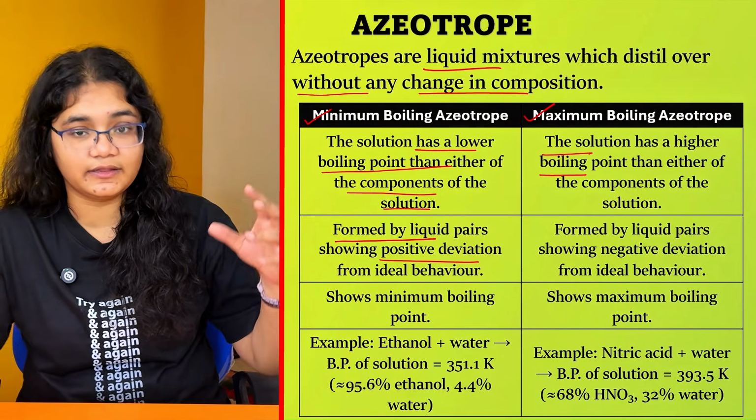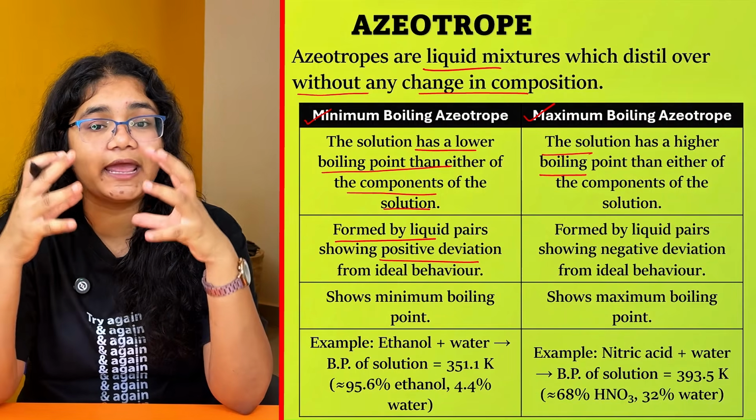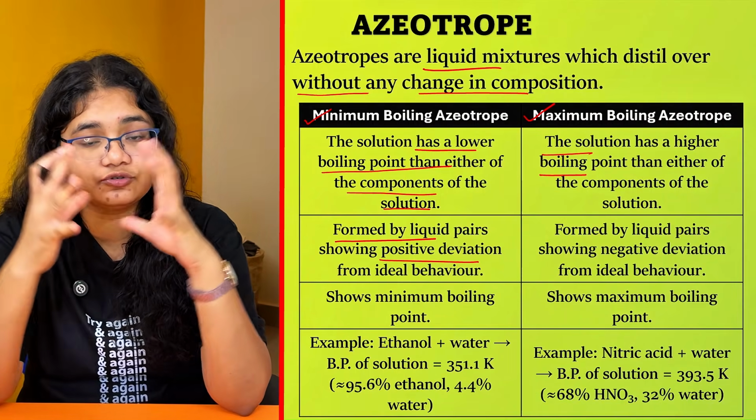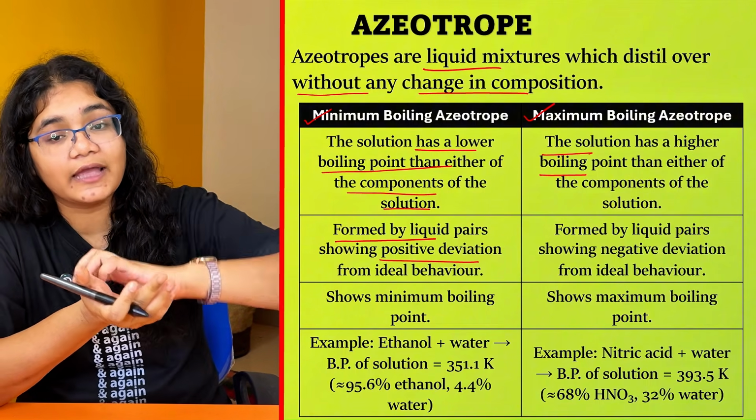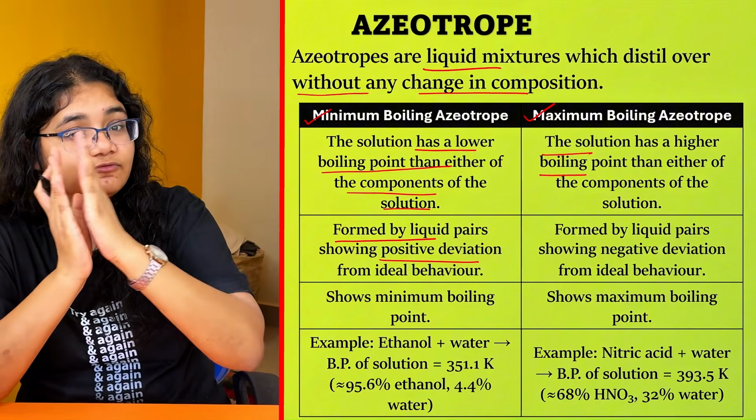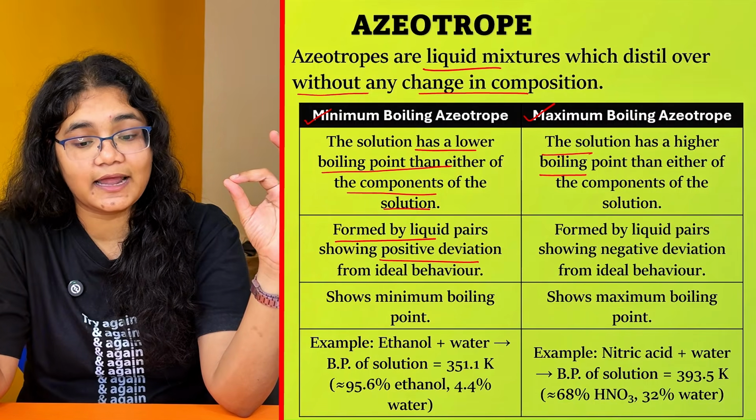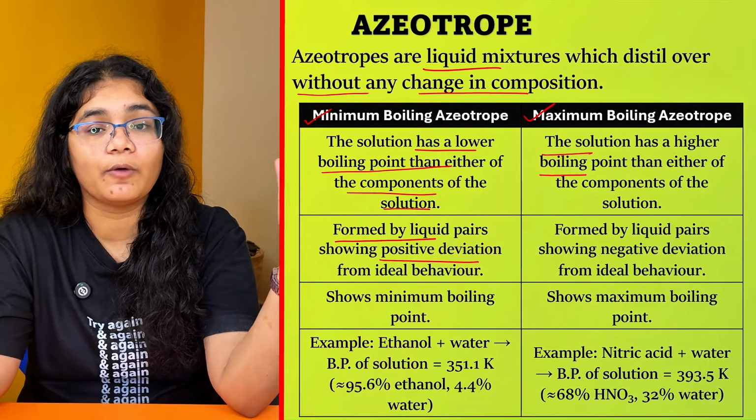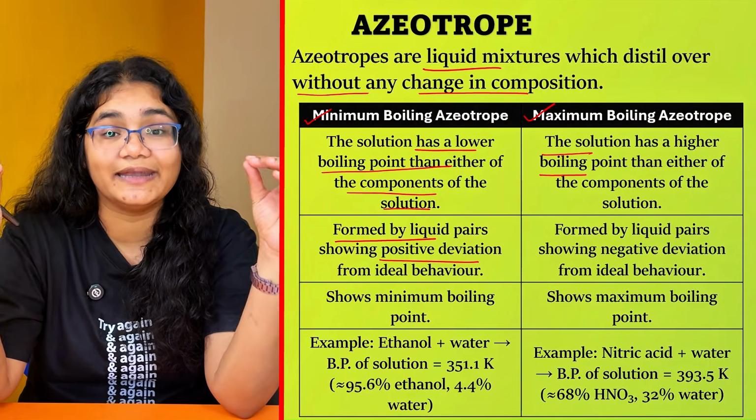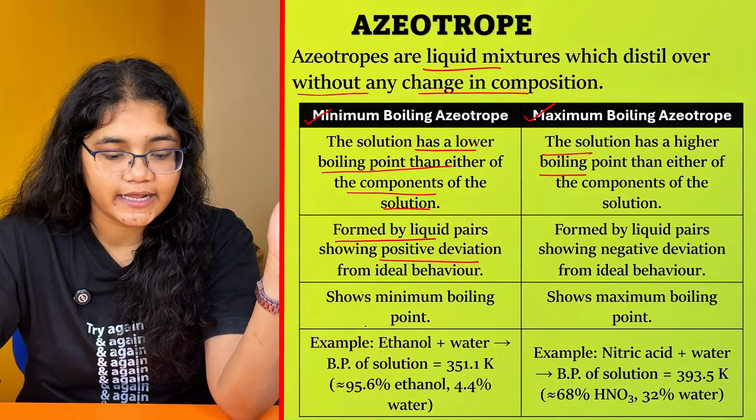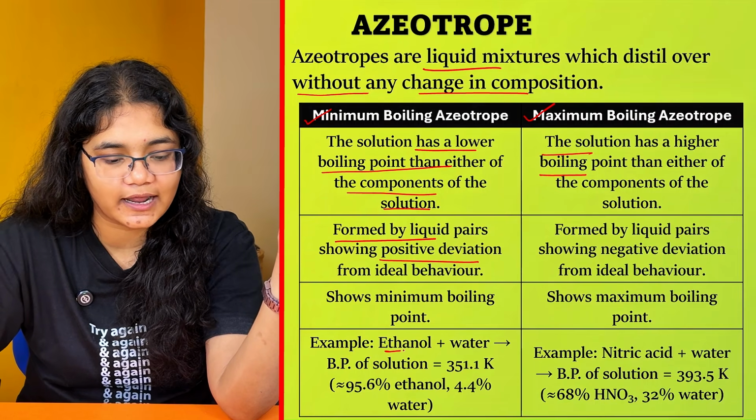On the other hand, when the two groups, A and B, are very tightly attached, they have very strong interactions, so you have to give a higher temperature to boil them because the force of interaction is very high, very strong. That is why I can say that maximum boiling azeotrope will be obtained for those solutions which show negative deviation.